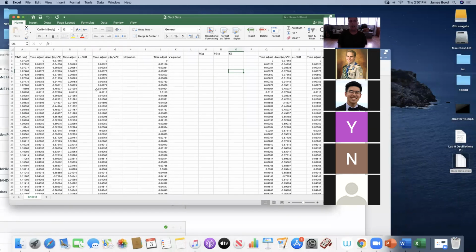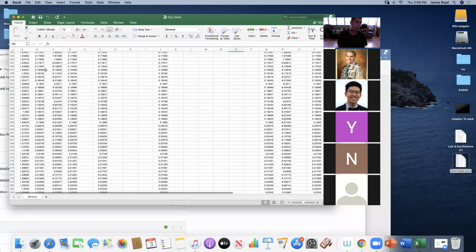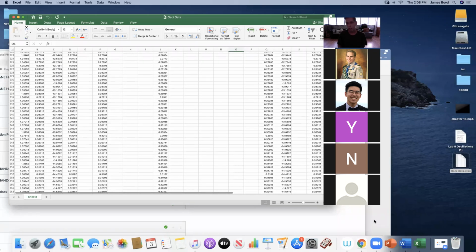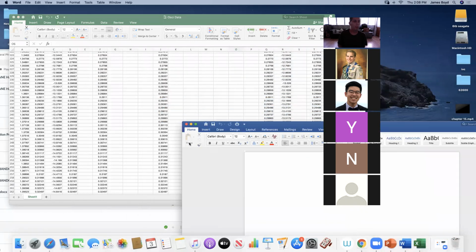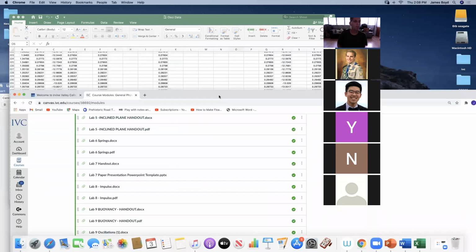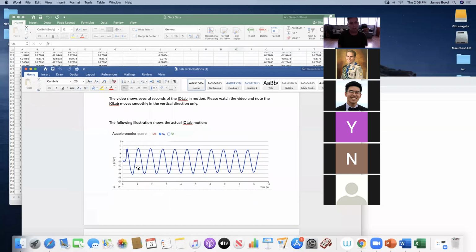What this data actually is, if you ignore it all for a minute and look at just column A and column C, column A is the time of one period. So what I did was I looked at this, where did you go? Sorry. I looked at this and I went from about 1 second to 2 seconds.